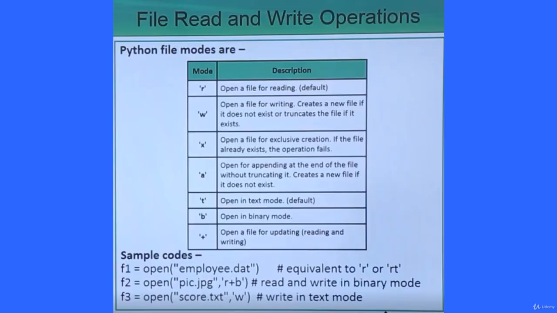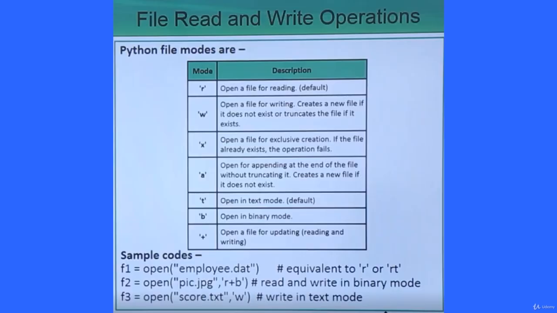In case of a mode, open a file for appending at the end of the file, without truncating it; it creates a new file if it does not exist. That means in append mode, if the file is pre-existing, the existing file will be opened and the new content will be appended at the end. If the file is not pre-existing, then a file will be created against the given name and opened. Next is t, open the file in text mode. b, open the file in binary mode, and plus means open a file for updating, that is reading and writing mode.